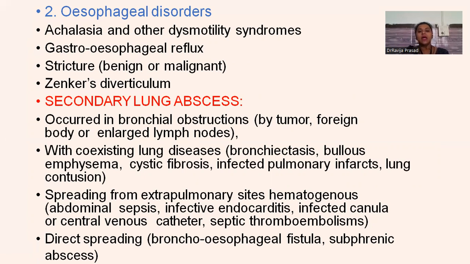Zenker's diverticulum. Now, secondary lung abscess could occur in bronchial obstruction, which could be tumor, foreign body, or enlarged lymph nodes. Second could be coexisting lung disease like bronchitis, bullous emphysema, cystic fibrosis, infected pulmonary infarct, lung contusion, spreading from extrapulmonary sites, hematogenous, abdominal sepsis, infective endocarditis, infected cannula or central venous septic thromboembolism, or spreading like bronchoesophageal fistula, subphrenic abscess.